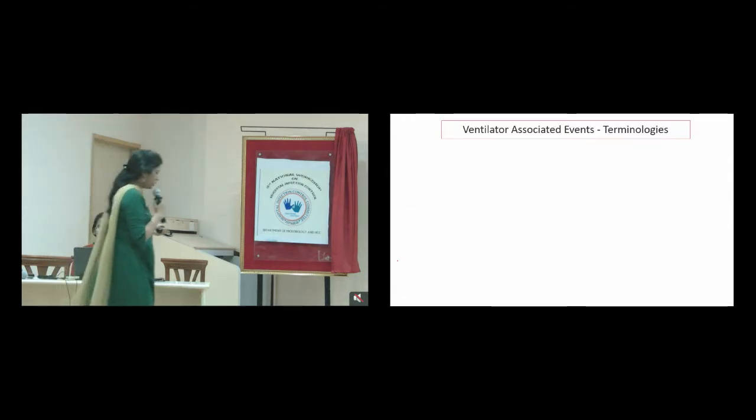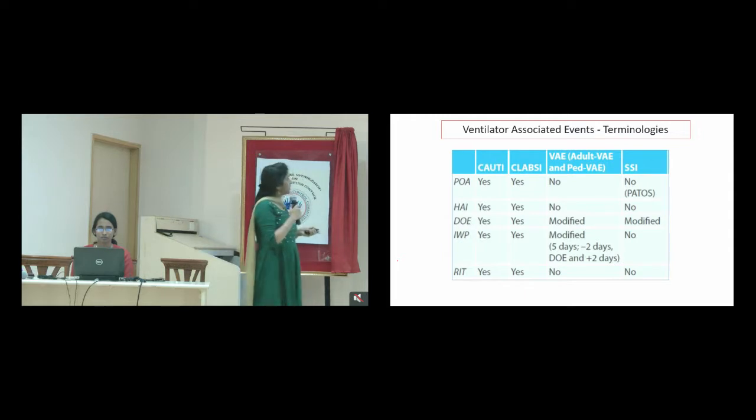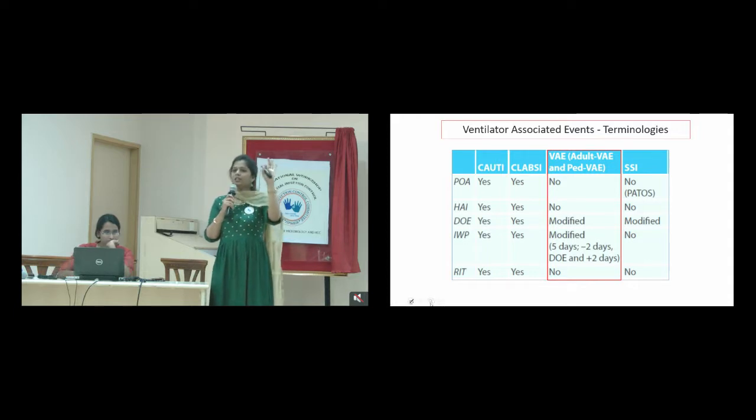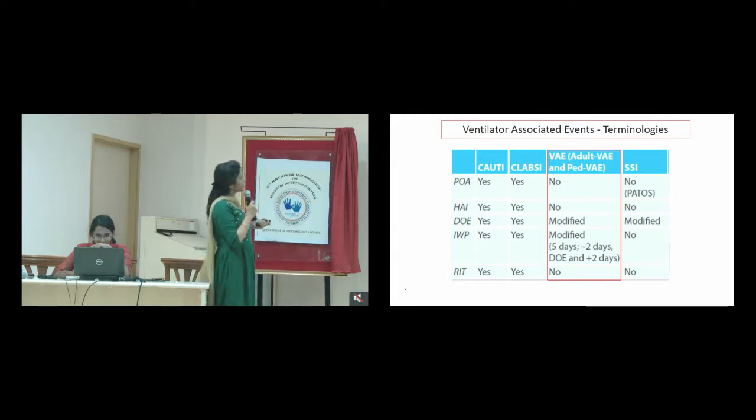So next, coming to the various definitions used. The common terminologies which we have already studied, present on admission and HAI, do not hold good for VAE because it is not a true infection. You have seen that just by having 2 days of baseline plus 2 days of worsening of gas exchange, we are going to term it as VAC. So it is not a true HAI. There is nothing called HAI definition for VAE. Likewise, there is nothing called present on admission. These two criteria are not there. Date of event is modified here. The first day of worsening of gas exchange is called the date of event. I'll show you examples in the next slide.